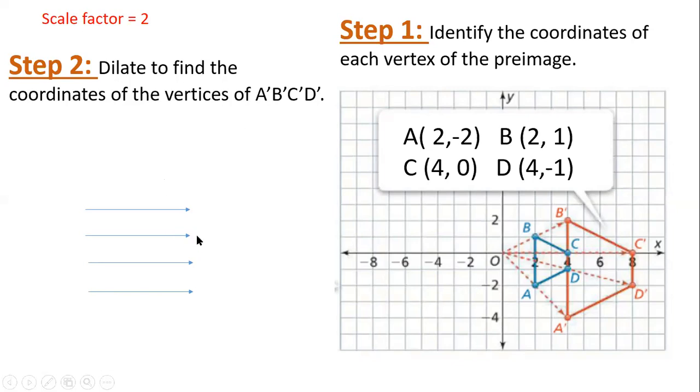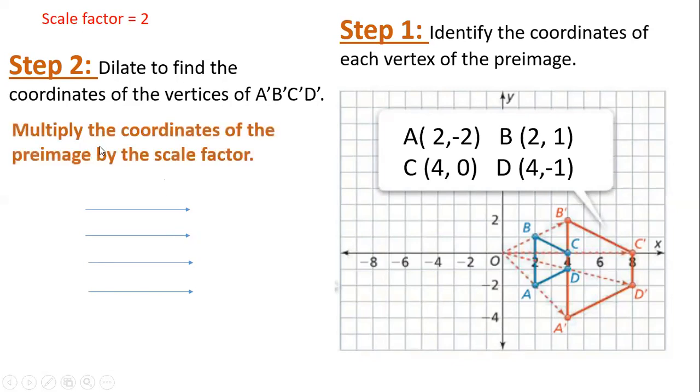What is the way? Do we add them? No, we multiply. So multiply the coordinates of the pre-image by the scale factor. What do I mean by this sentence? So I multiply what by what? For example, A, negative 2 times 2. Very good. So I'm going to multiply the x and the y by the scale factor. So I multiply x by 2 and y by 2. In this case, when I multiply the coordinates of A, I'm going to have the coordinates of which point?